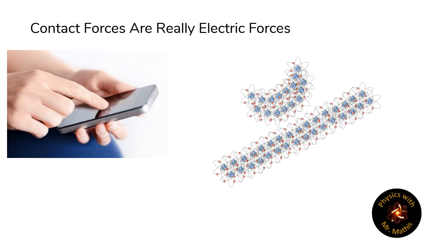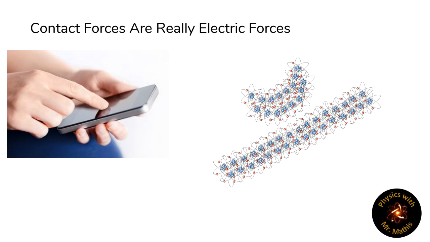One of the interesting things about electric forces is that they actually cause all of the forces that we think are contact forces. For example, when you tap the screen of your phone with your finger, you feel like you're touching the screen of your phone. In reality, what's happening is that your finger is made up of atoms with electrons orbiting outside each atom, and the screen of your phone is also made up of atoms with electrons orbiting on the outside.